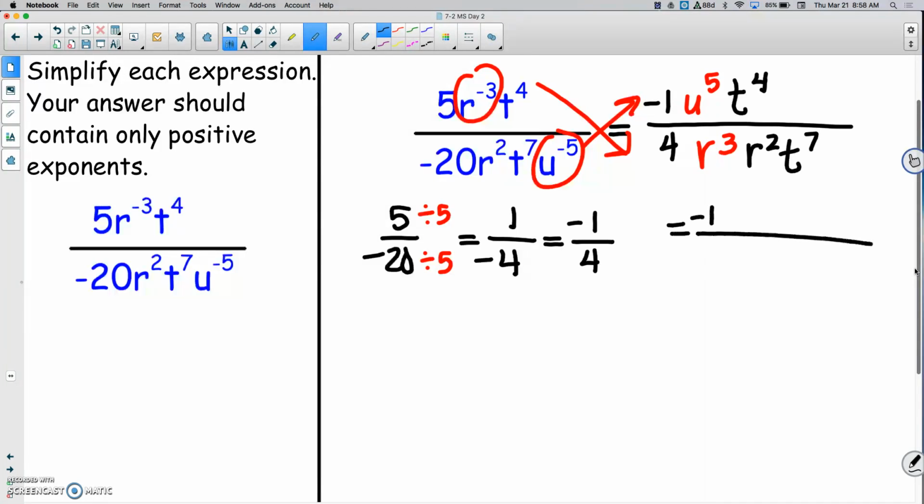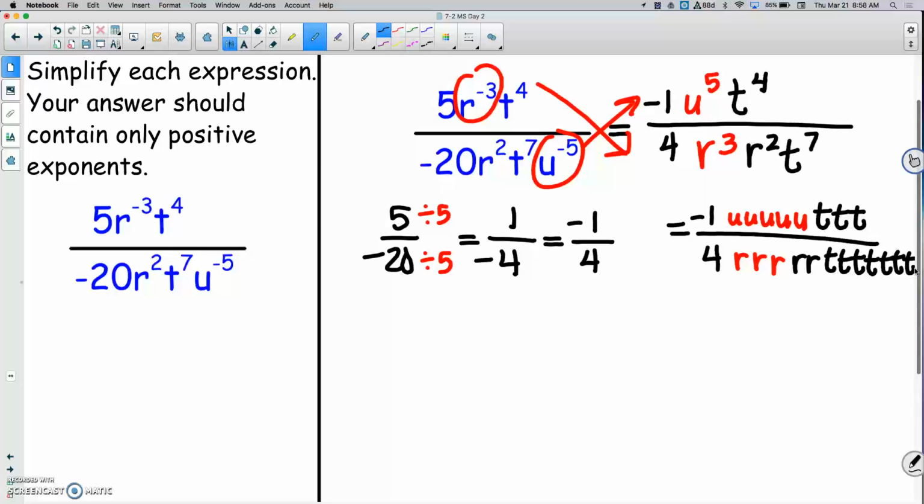So negative 1/4, U to the 5th, T to the 4th, R to the 3rd, R to the 2nd, T to the 7th.